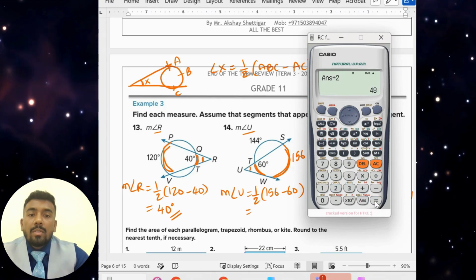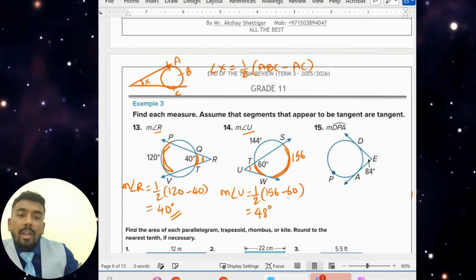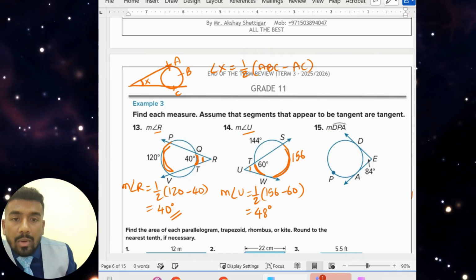So how much will be total? 48. When you put all in the calculator, you will get 48. That's 48. Same way, let's do the last one. What they want here is a little different.